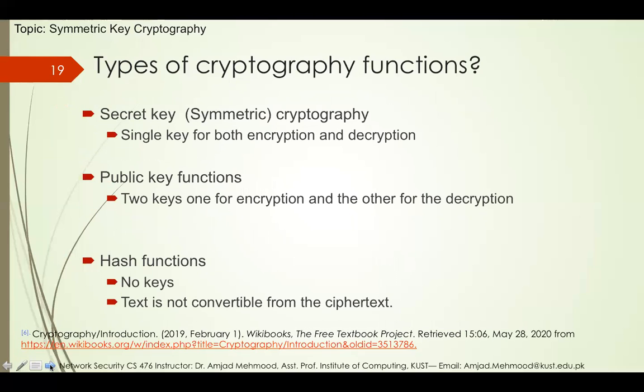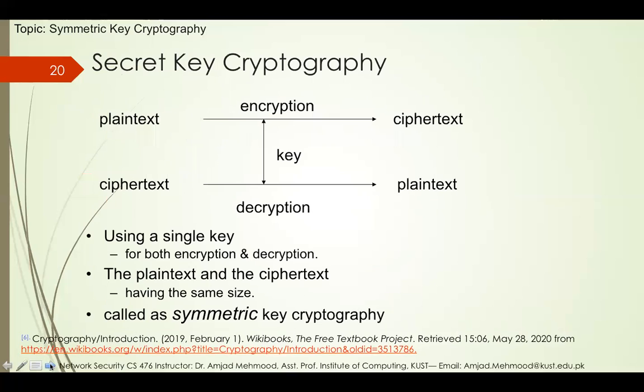Types of cryptographic functions. We have three types of cryptographic functions. We have secret key or symmetric cryptography, where both sender and receiver use the same key for the process of encryption and decryption. In public key functions, two keys are used, one for encryption and another for decryption. Whereas in a hash function, no key is used. Text is not convertible back from the ciphertext. Normally, this is used for passwords. I mentioned this in my previous lecture.